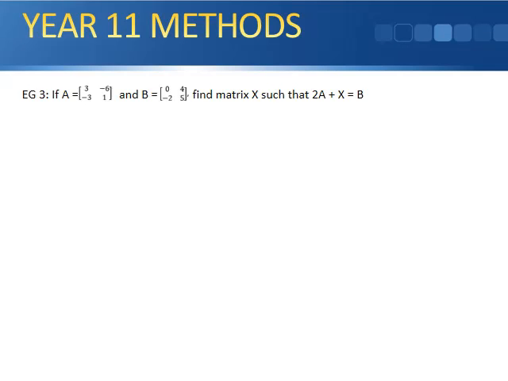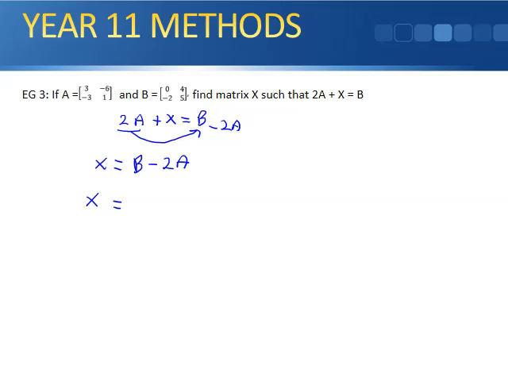Another example here, find matrix X. So this time we've got to look for matrix X. So start off by writing what you're trying to find. Now you can rearrange first. Because I'm finding X, I've got to get rid of this 2A. It's a positive 2A here, which means it will be a minus 2A on this side. So X matrix will be B minus 2A.